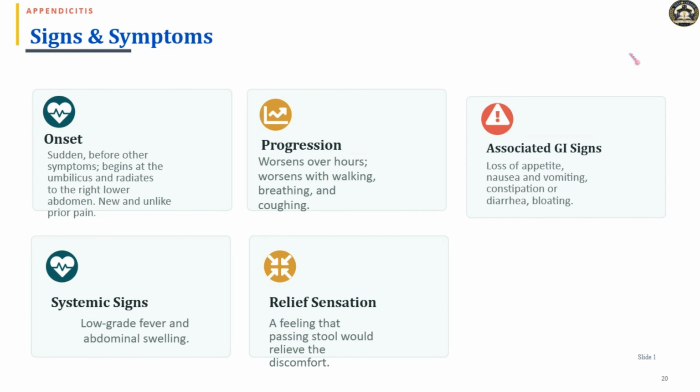The onset of pain is often sudden, occurring before other symptoms, starting at the umbilicus and then radiating to the right lower abdomen. This pain is usually described as new and different from any prior pain experienced. In terms of progression, the pain worsens over hours and is exacerbated by activities such as walking, breathing, and coughing. Associated GI signs include loss of appetite, nausea and vomiting, constipation or diarrhea, and bloating. Systemic signs involve a low-grade fever and abdominal swelling. Patients often report a sensation that passing stool would relieve their discomfort, although this is usually not the case.